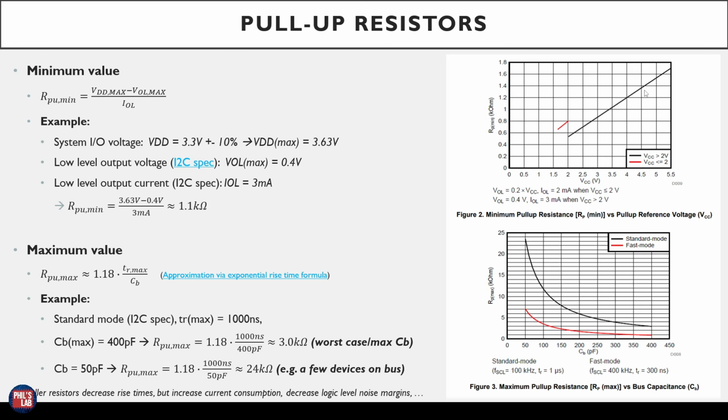And you can see we just have this simple linear slope. Now we've calculated our minimum, we also have to calculate our maximum value. For this, we use this simple approximation formula where the pull-up maximum value is approximately 1.18 times the maximum rise time allowed divided by the bus capacitance.